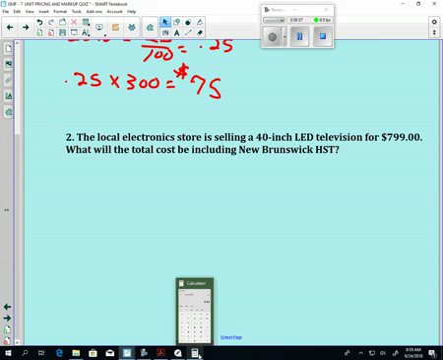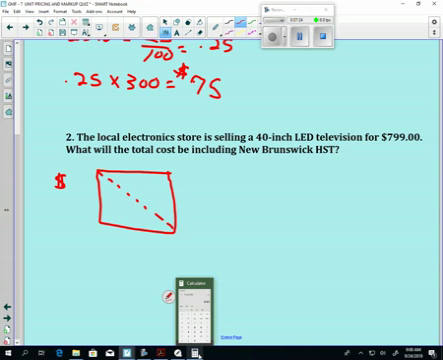Now, finally, we have a situation where we want to buy an LED television, 40-inch, and it costs $799. By the way, where do they measure the 40-inch when you buy a TV? Is it 40 inches long, 40 inches wide? It is exactly how you drew it. It's diagonal from corner to corner. It's 40 inches across here.